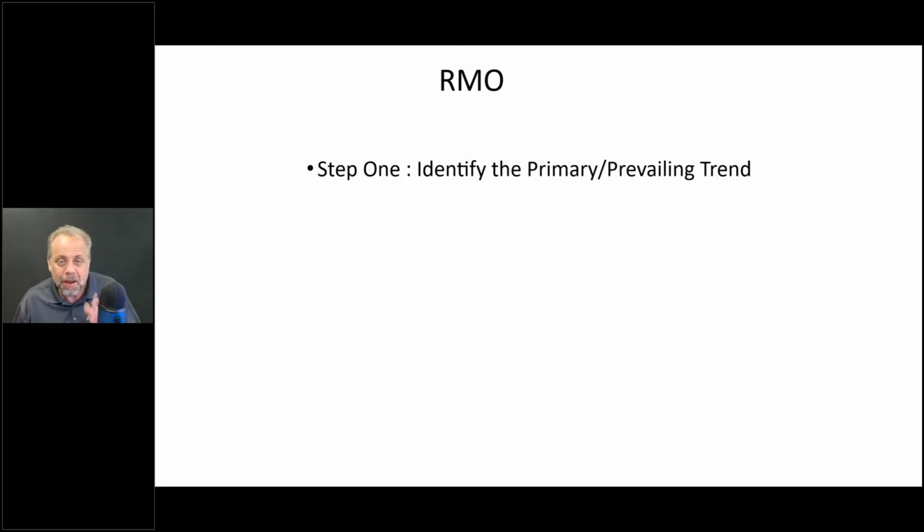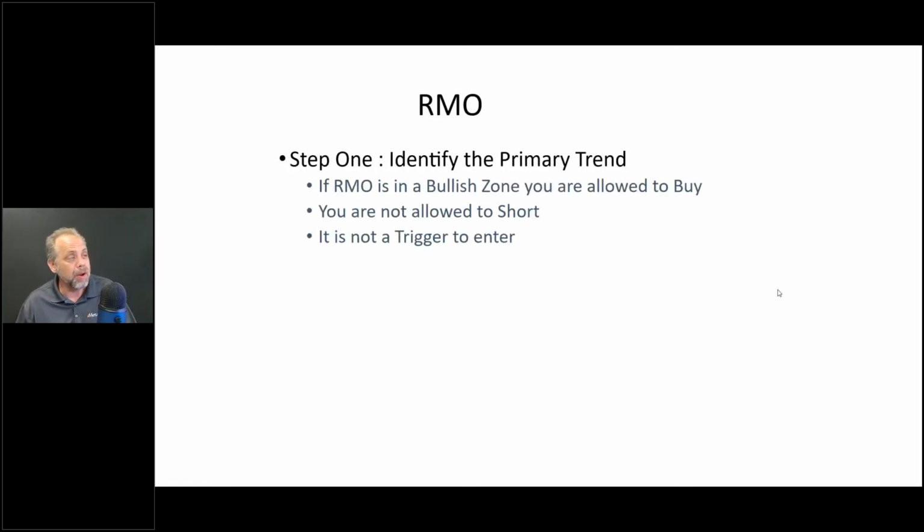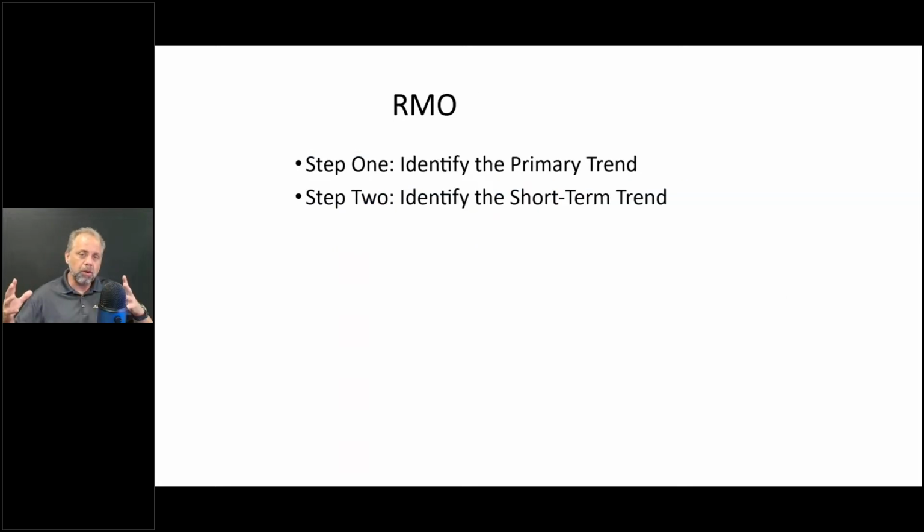Okay. Once we've identified the primary trend, again, if it's bullish, we are allowed to buy. If it's bearish, we're allowed to short, and it's not a trigger to enter. The second thing we want to do, obviously, we looked at the long-term trend. If it's going up, we want to trade into the upwards trend. The next thing we want to do is identify the short-term trend. So step one's out of the way, we're bullish, we're allowed to go long. Step two is identify that short-term trend, okay?